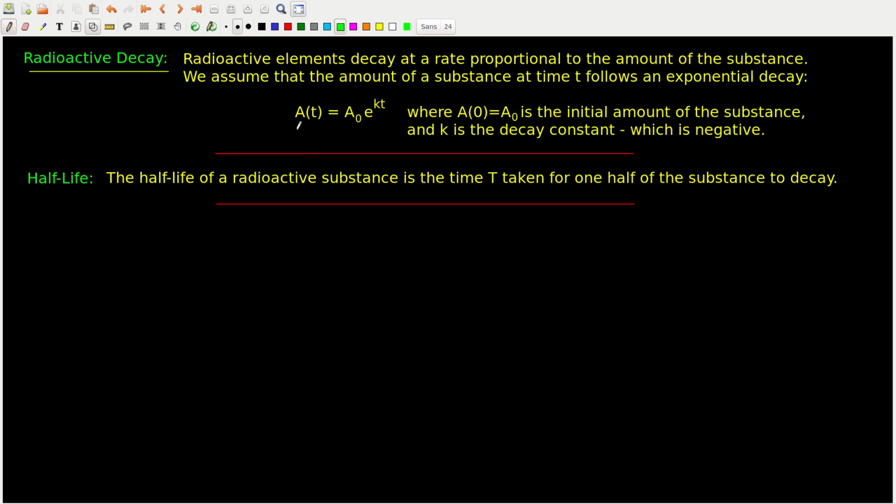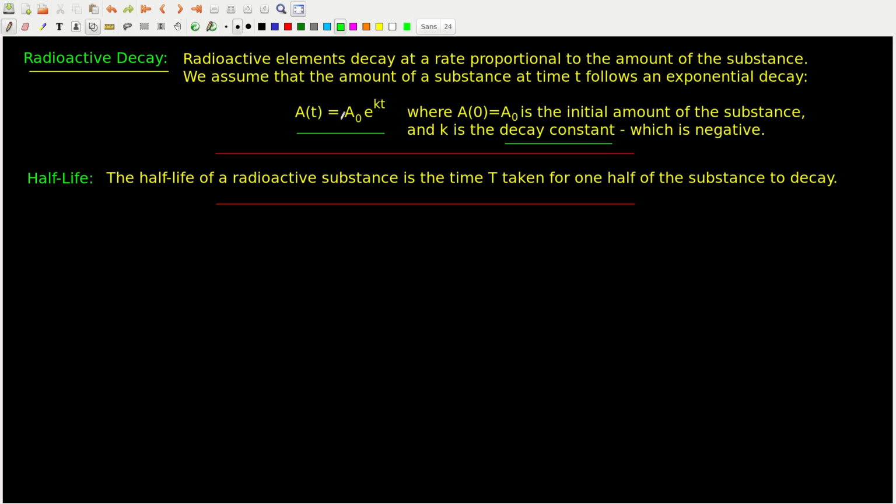We assume that this decay happens in an exponential manner, and so just like the population growth, we've got a very similar equation for the amount of the substance, usually the mass of a substance, with time. We need to know the initial amount, which we'll call A sub 0. It's the amount at time t equals 0. And we need to know the rate of decay. This k in this case is called a decay constant, but because it's decay, this value will be negative.